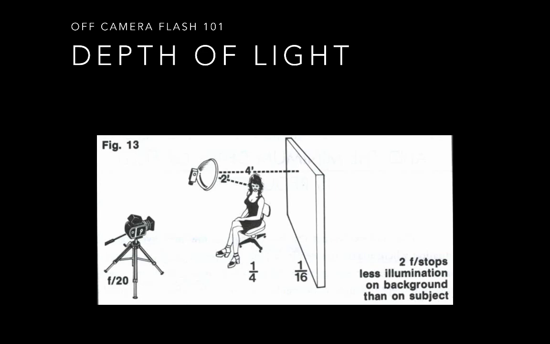Now, if you were to move her further away from the background and closer to the light, now she is 2 feet from the light, and the background is 4 feet from the light. That's going to mean that she has 2 stops of light brighter than the background. So if you're wanting to darken a white background to gray, this is the way you would do it. Move her closer to the light and further away from the background, and then the relationship between those two will be greater, meaning more fall off of light.